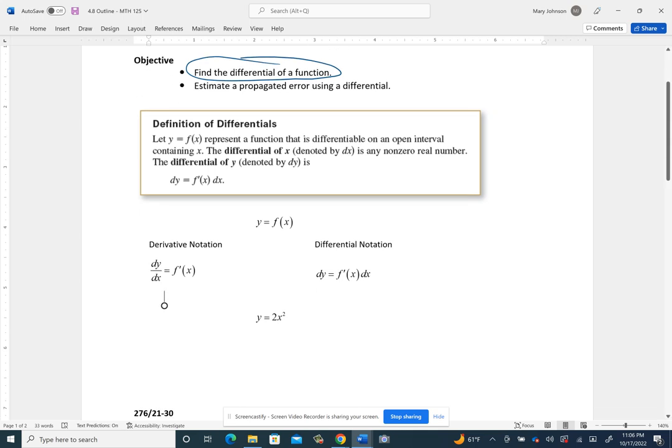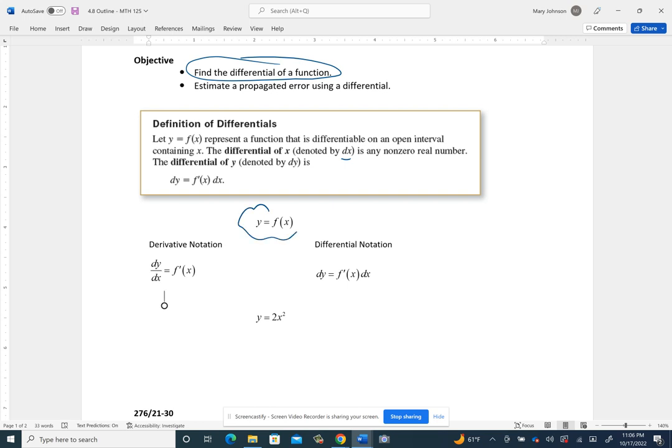Okay. All right. So it says, as you see in the box, if we have y equals some function of x and it's differentiable on an interval containing the variable, the differential of x, that's the dx piece, okay, is just some number, and the differential of y would be denoted dy equals f prime x dx. So it looks like it's hard or some new notation, but really it just comes from this idea, and I just want you to see this.